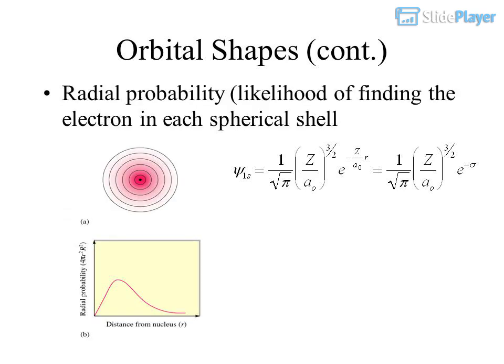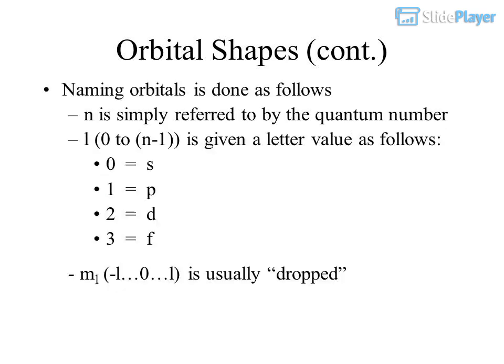Radial probability: the likelihood of finding the electron in each spherical shell. Naming orbitals is done as follows. n is simply referred to by the quantum number. l, 0 to n−1, is given a letter value as follows: 0 equals s, 1 equals p, 2 equals d, 3 equals f. m_l, −l to l, is usually dropped.